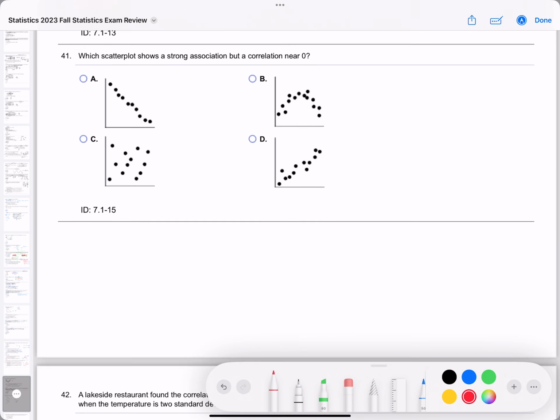Which scatter plot has a strong association but correlation near zero? This one is definitely strong because as one goes up, the other goes up, but it has to be linear to have a good correlation, so that's why it would be near zero. And that's definitely not linear.